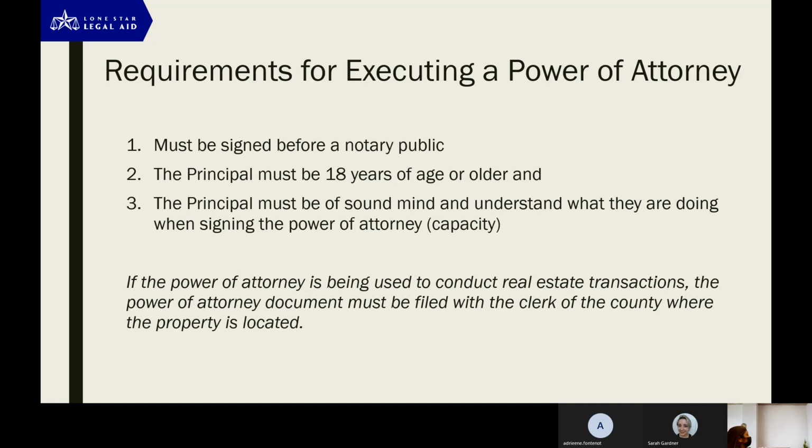Now, if the power of attorney is being used to conduct real estate transactions, another requirement would be that the power of attorney is filed with the clerk of the county where the property is located.